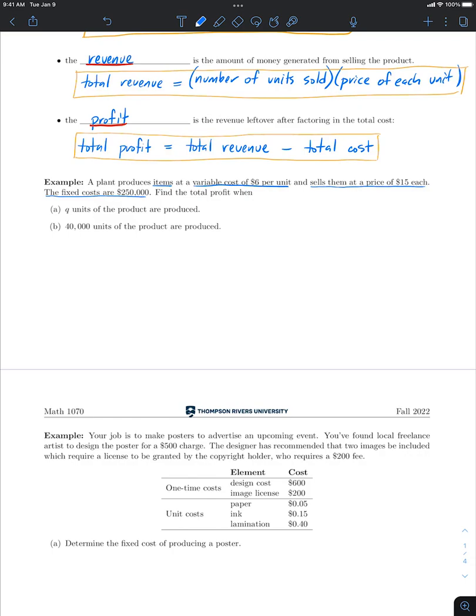Okay, so let's just jot some things down here. Let's just summarize what's given. Well, the $250,000, that's our fixed cost, right? So let's start with that. So the fixed cost is $250,000.